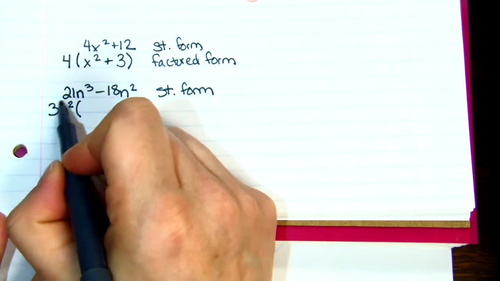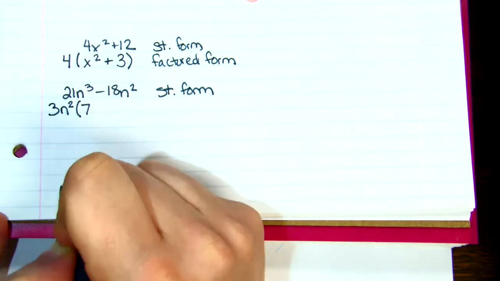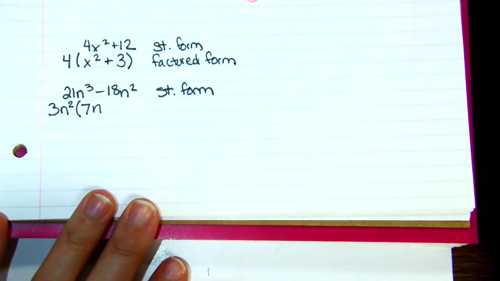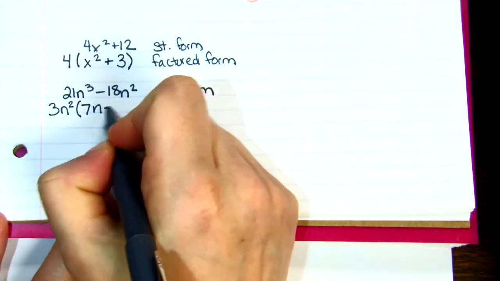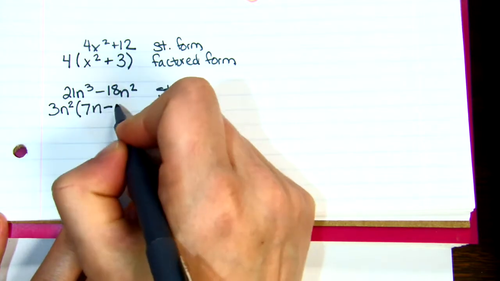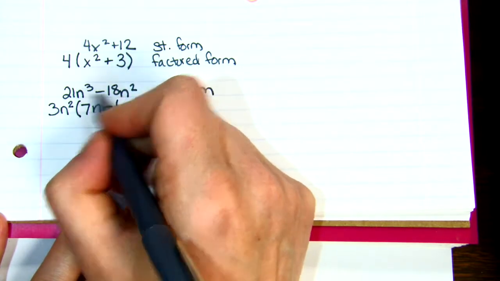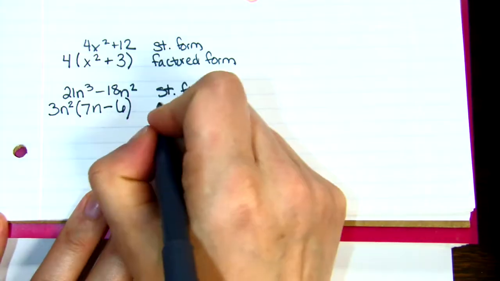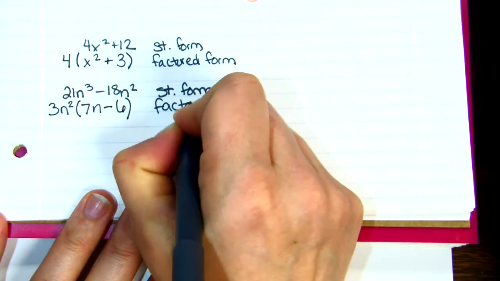And what's left behind here, 3 times 7 gives me 21, and n squared times n will give me n cubed. I'm subtracting, and then 3 times 6 gives me 18, and n squared times 1 will give me n squared, so I can just finish there, and that's factored form.